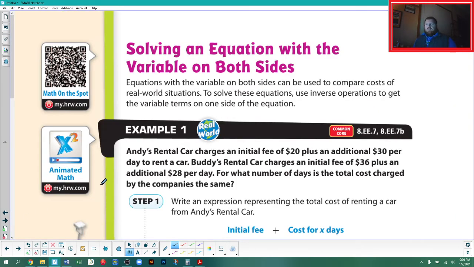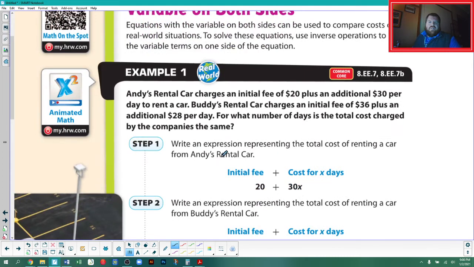Now let's say we don't have our algebra tiles, our algebra mat, which is usually how we would do it, especially right now. We want to find a way to solve these equations without that manipulative. It says here that Andy's rental car charges an initial fee of $20 plus $30 per day, whereas Buddy's rental car charges an initial fee of $36 and an additional $28 per day.